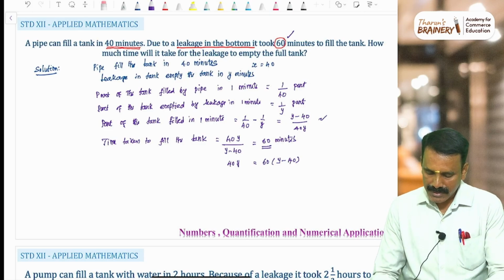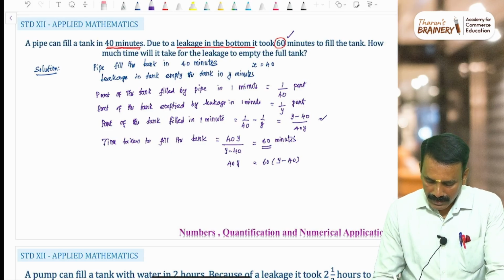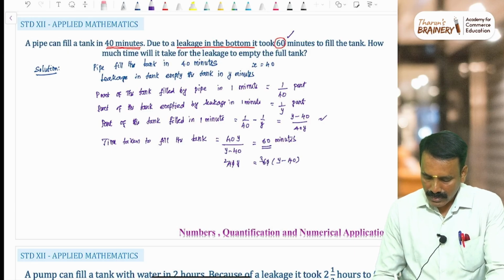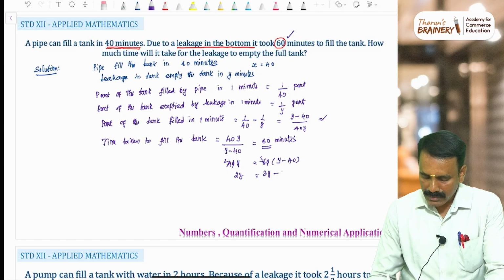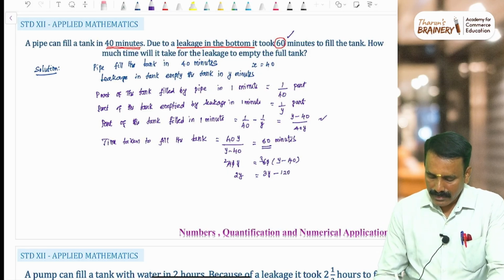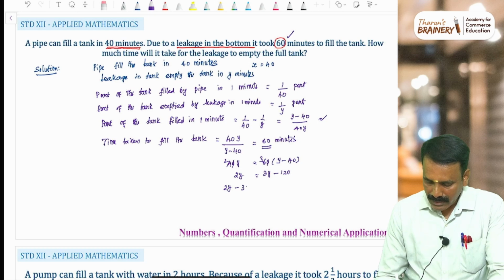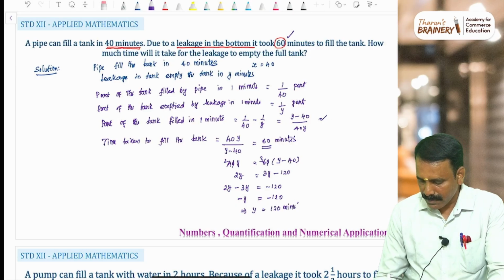So we try to simplify this expression. We can cancel 0 on either side. This is 3 times 2, this is 2. So 2y is equal to, we multiply with 3 inside, 3y minus 3 into 40, it is 120. So 2y minus 3y is equal to minus 120. So minus y is equal to minus 120, which implies y is equal to 120 minutes. 120 minutes is nothing but 2 hours.